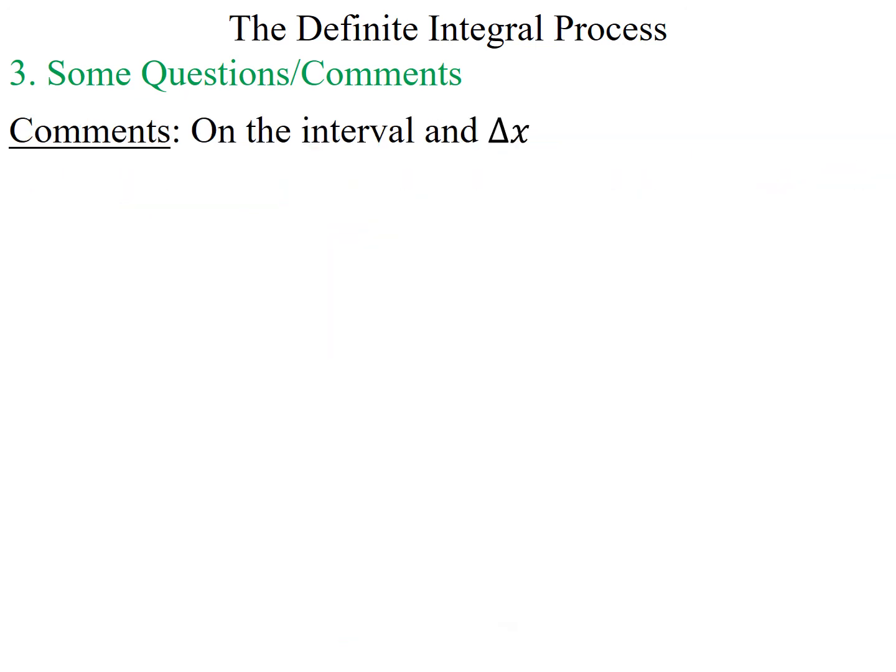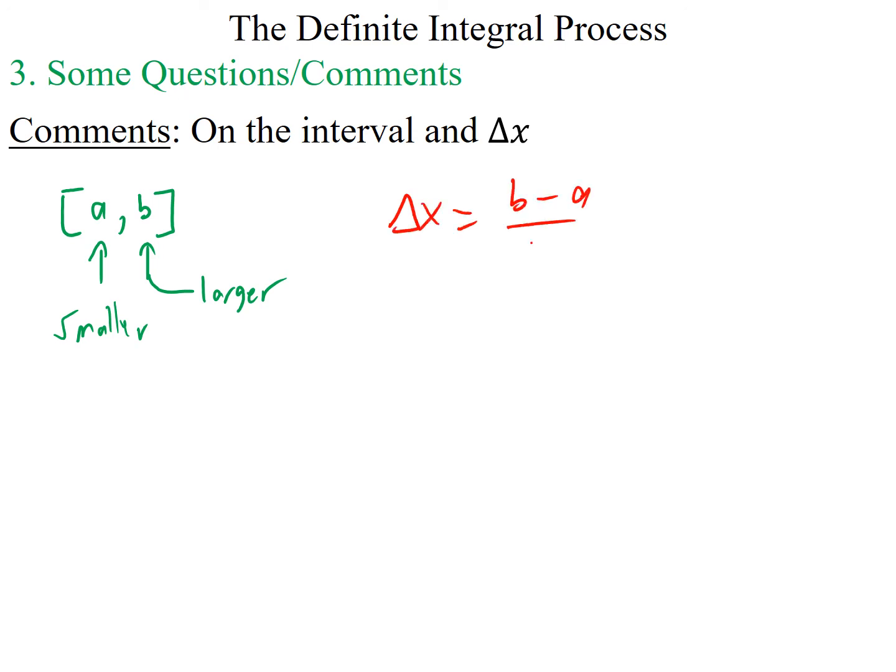Okay. And then just a couple of comments, first on the interval and delta x. As I mentioned before, for the interval a to b, for the most part, this is the smaller number, and this one is the larger one. Everything I've done assumed that the first number was smaller, second one was larger. And then we had the formula. There was a formula for delta x. It was b minus a over n.